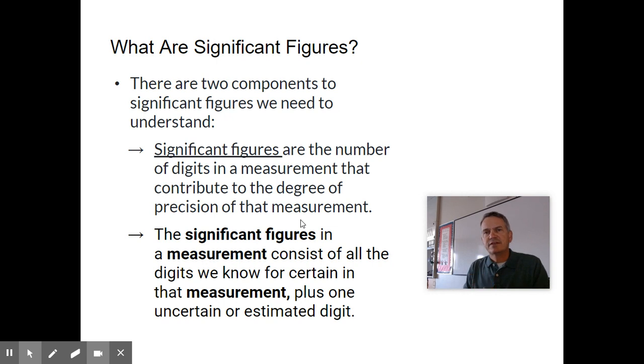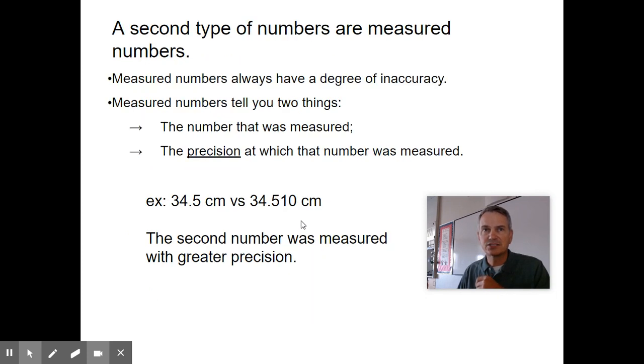So what are significant figures? Well, there's two things that we need to really think about with this, okay? There are two components, at least as far as I like to teach it. Significant figures are the number of digits in a measurement that contribute to the degree of precision of that measurement. So if I go back just for a second, this measurement has 3 significant figures. This one has 5 significant figures, okay?